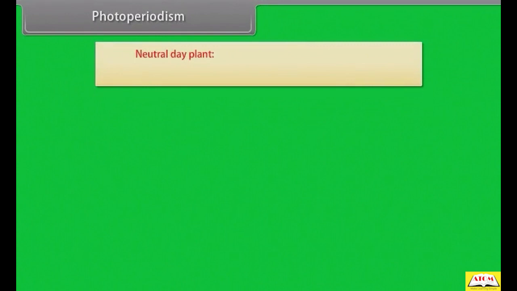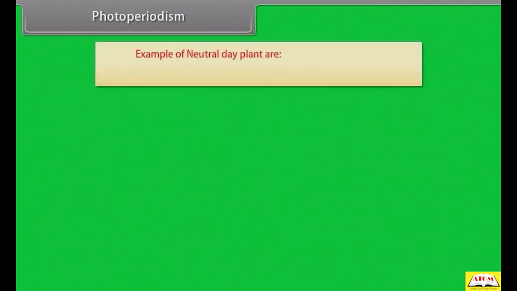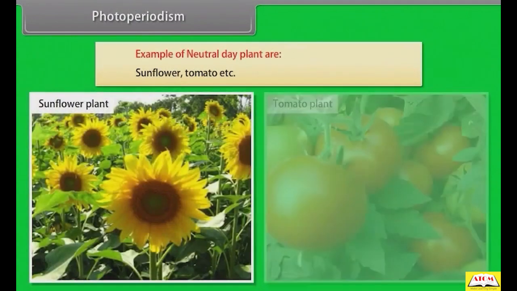Neutral day plants. These plants flower regardless of the exposure to light. Examples of neutral day plants are sunflower, tomato, etc.